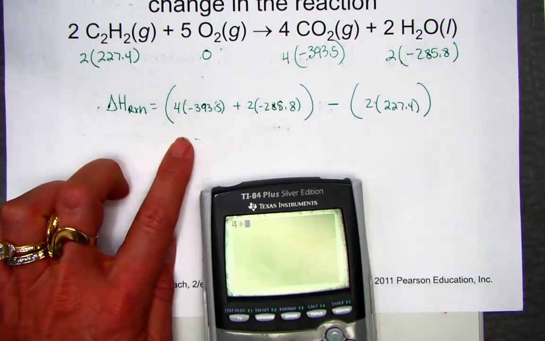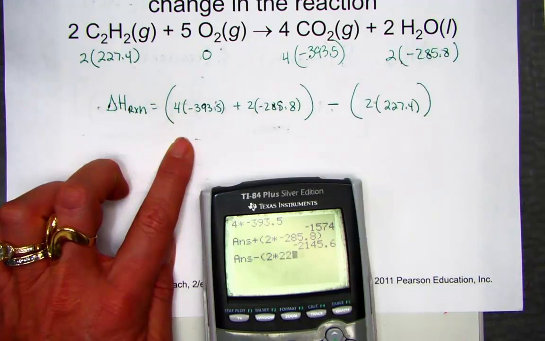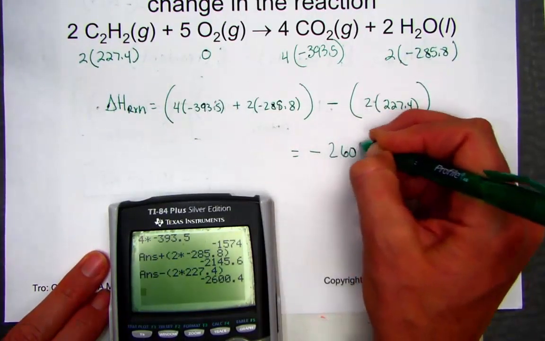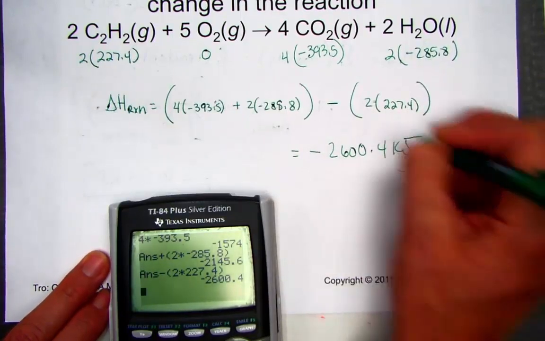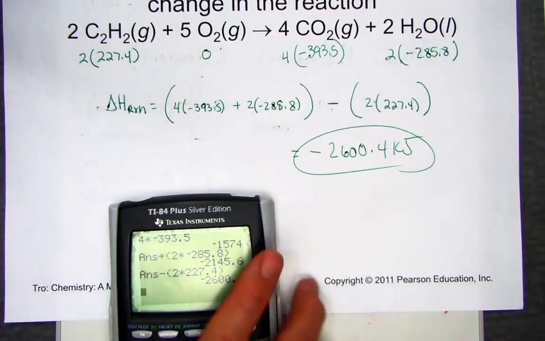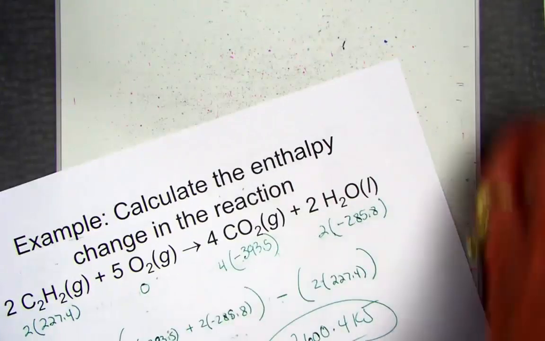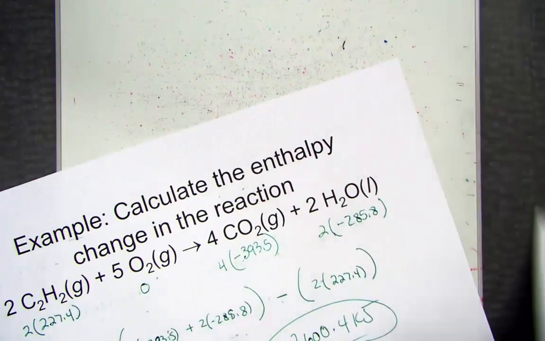We have 4 times negative 393.5 plus 2 times negative 285.8 minus 2 times 227.4. We get a value of an exothermic negative 2600.4 kilojoules of heat. Products minus reactants, distributing the coefficients, and simply taking some time to look through the standard enthalpy chart to find your equation.